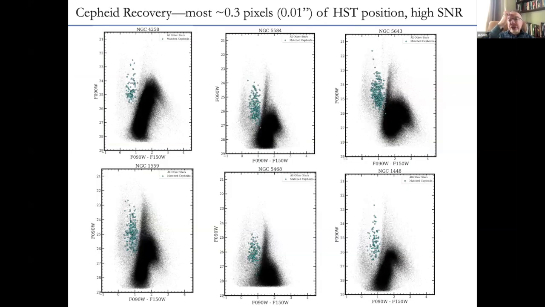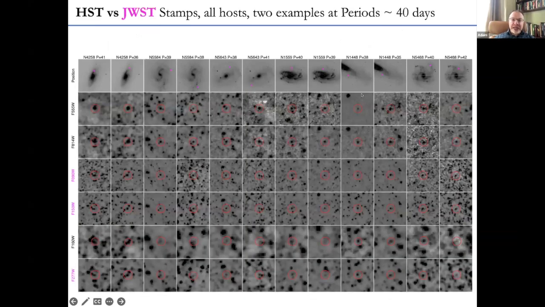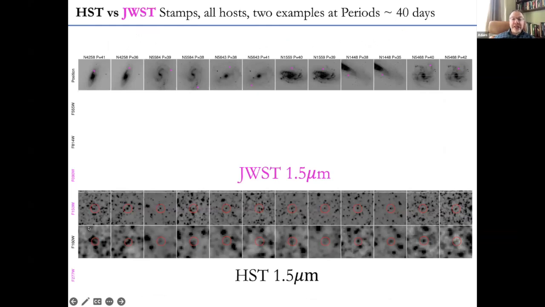Here are color magnitude diagrams for each of these galaxies we've observed so far, and the little cyan stars here show you the positions of the Cepheids. They're of course yellow stars. They live in the instability strip. They're shown here as hiding out between the red giant branch and bluer, more massive stars. And here are postage stamps of Cepheids in each of these galaxies, now shown as observed in the optical from HST, in the near-infrared from JWST, and also as we saw them last with HST in the near-infrared.